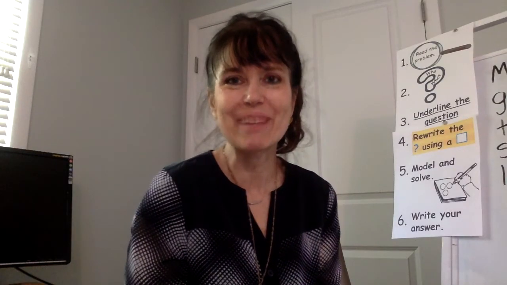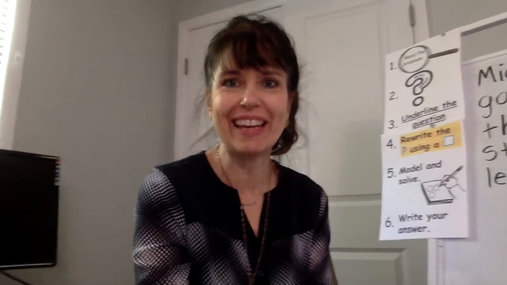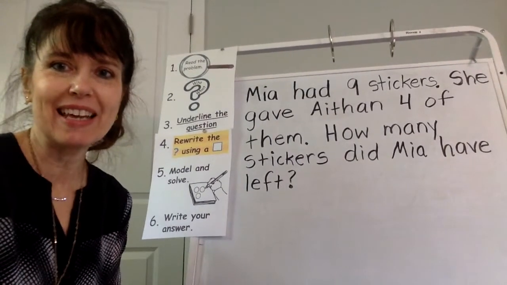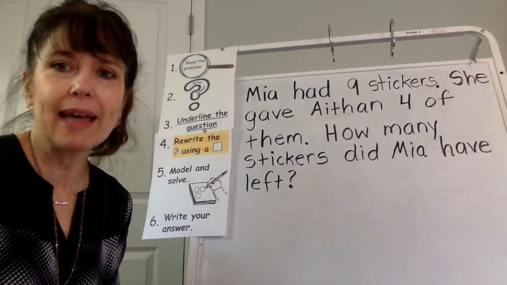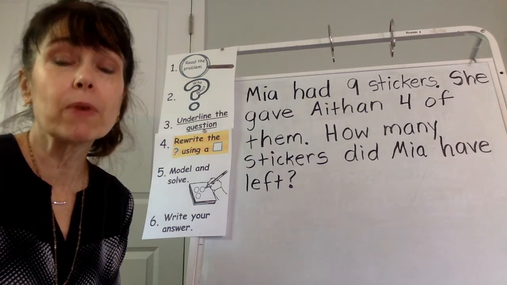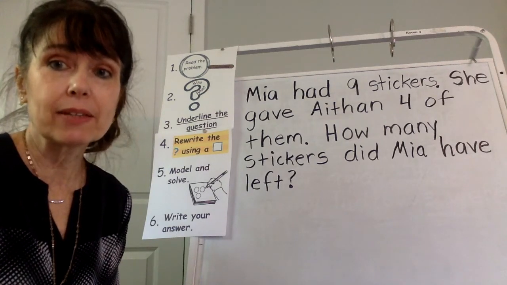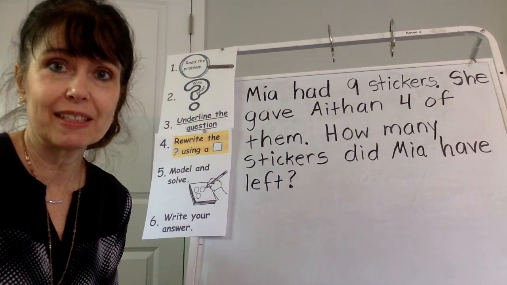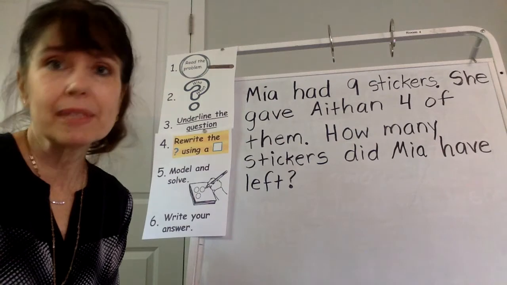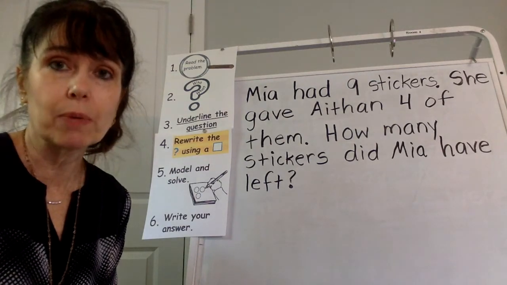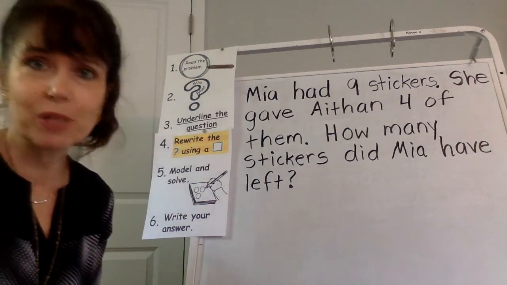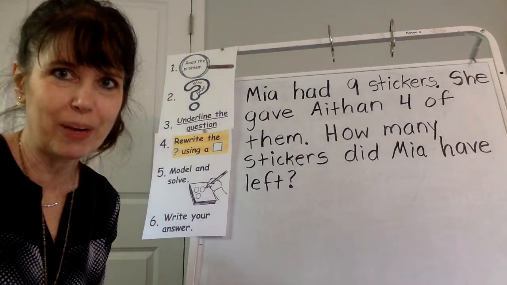Okay, friends, I am ready to read the problem for today. I'm going to go ahead and turn my computer so you can see it. And it says, Mia had 9 stickers. She gave Ethan 4 of them. How many stickers did Mia have left? And I still have all of the steps to solving story problems in back of me. So the first one is read the problem. We just did that. We did step number 1.